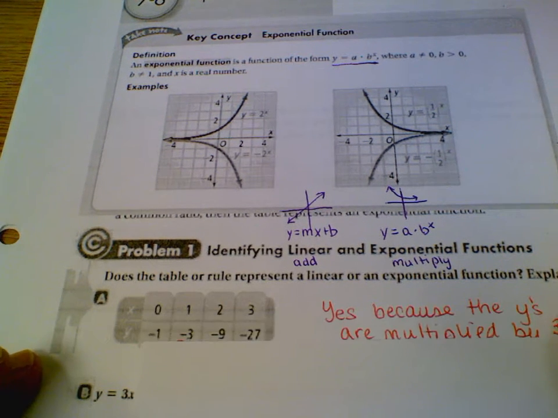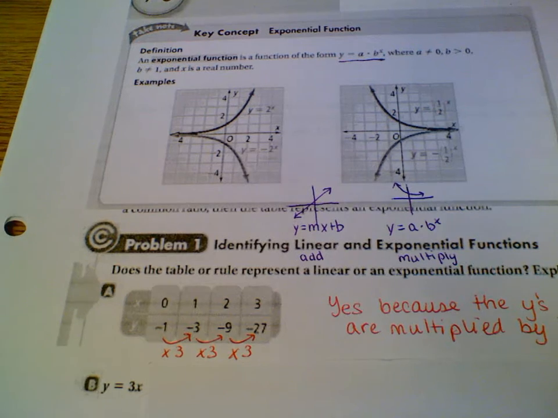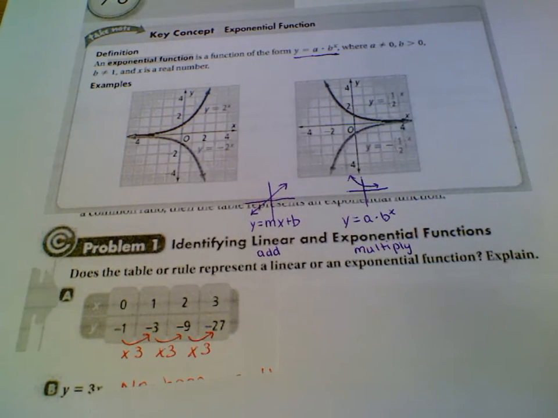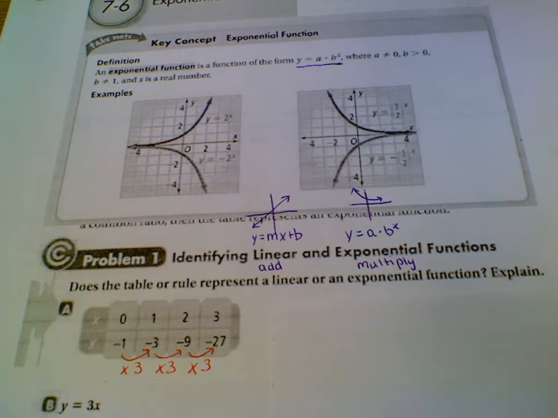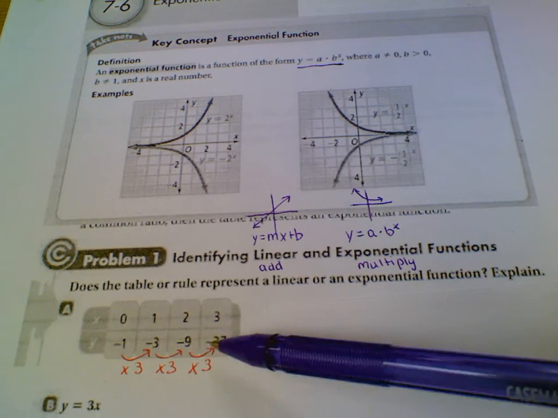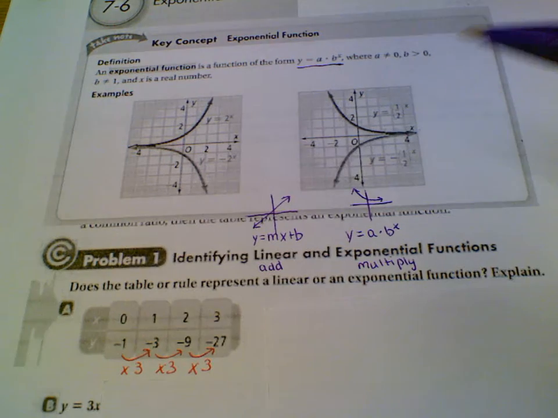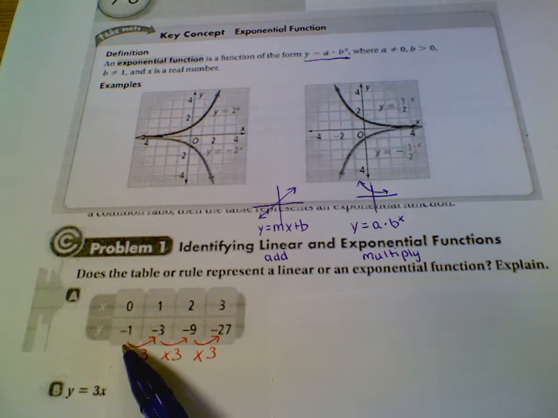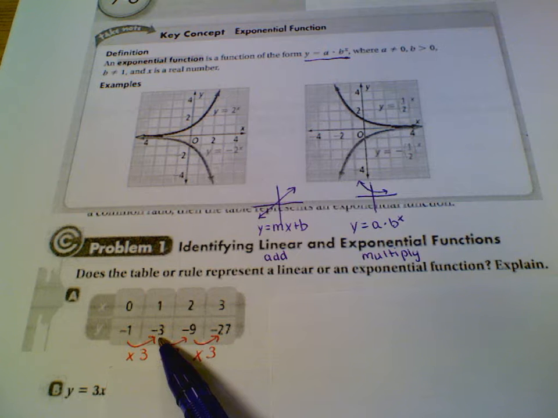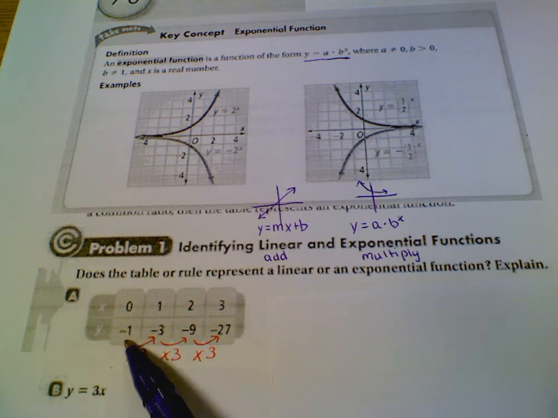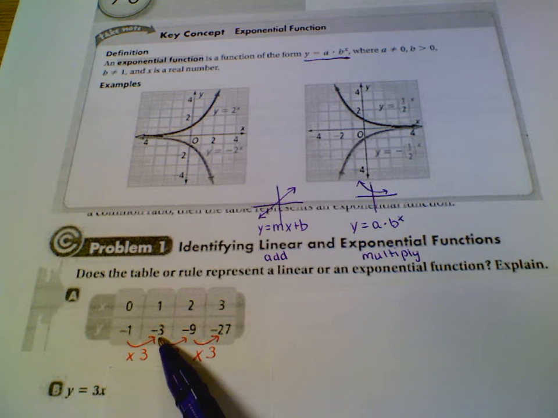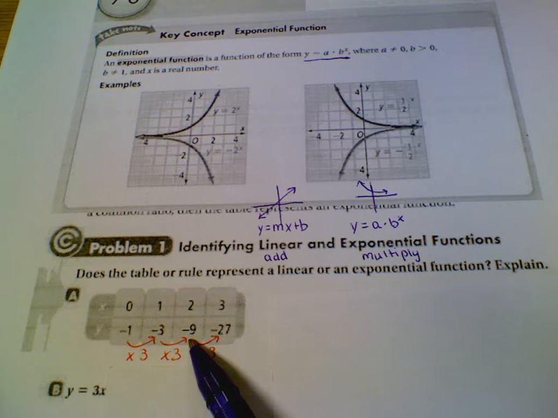Letter A asks me, does this table represent linear or exponential? And then explain. Well, I'm going to look at the outputs, which are the y's. The x's don't really matter in this case. So I look for a pattern going from one y to the next y. The first thing I would do is check, can I add something? So I could add -1 plus -2 and I would get -3. If I add -2 to -3, I would get -5, which is not the case. So I know that I'm not adding.